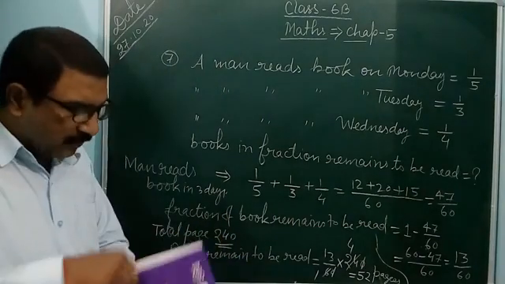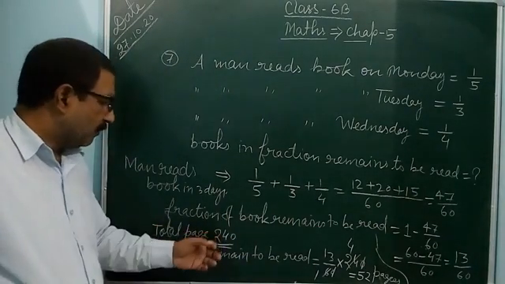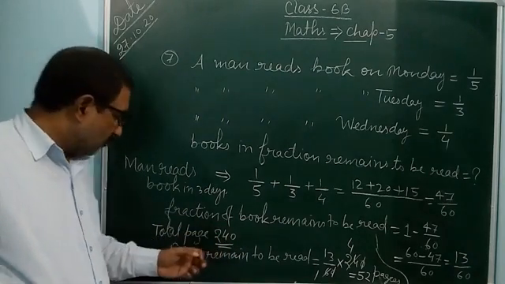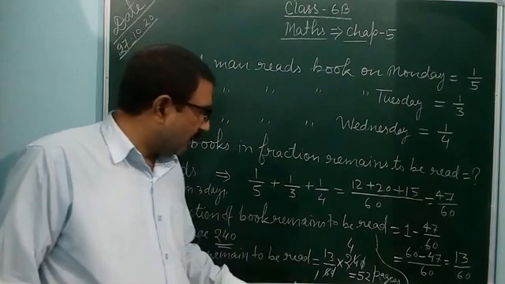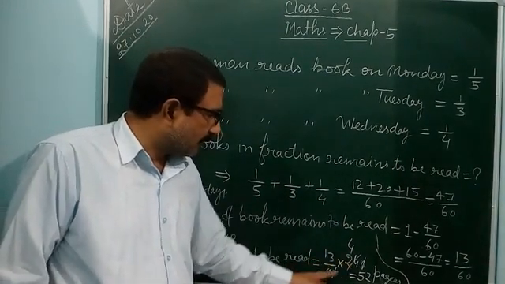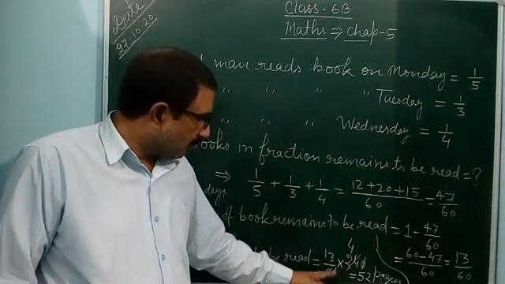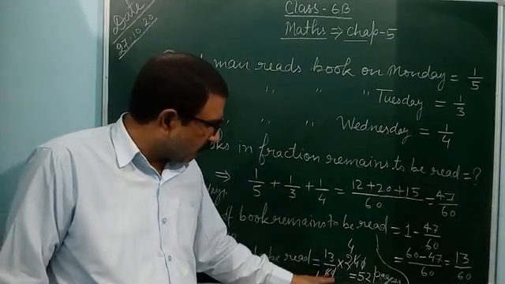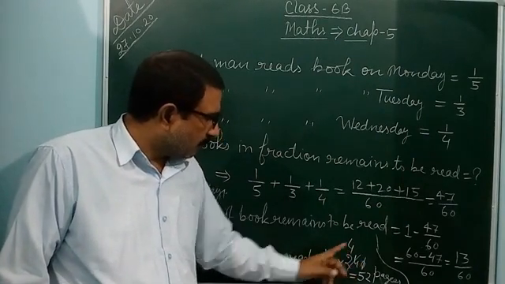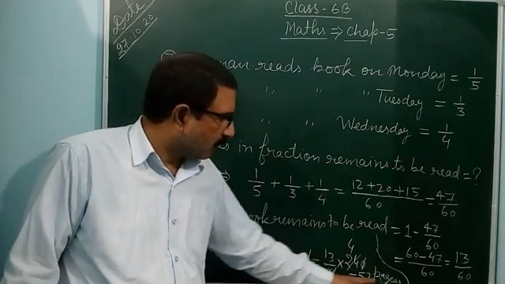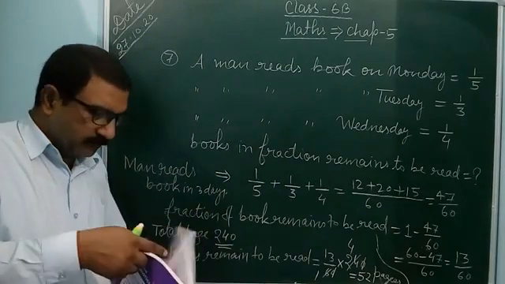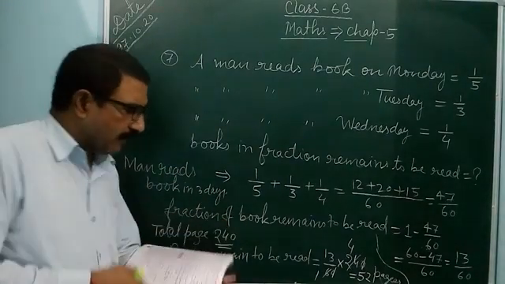After that, the second question asks, if the total pages is 240, how many pages remain to be read? That means 13 by 60 of 240. So you get the solution: 0 and 0 cancel, 6 times 1 is 6, 6 times 4 is 24, then 13 times 4 is 52. So it means 52 pages remain to be read. So this question has been completed.